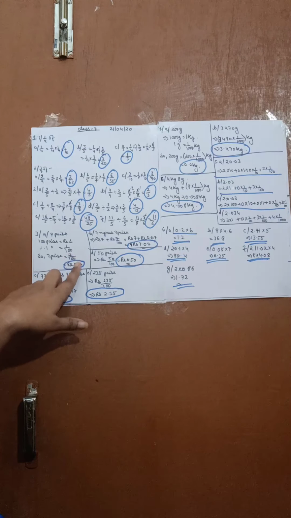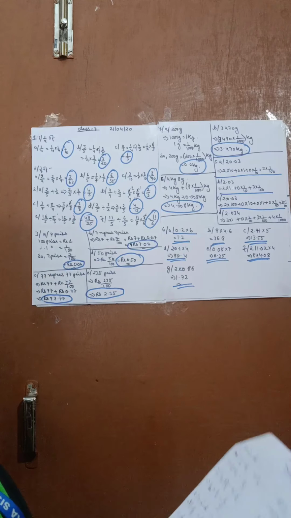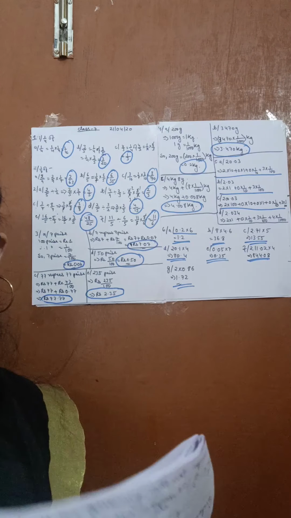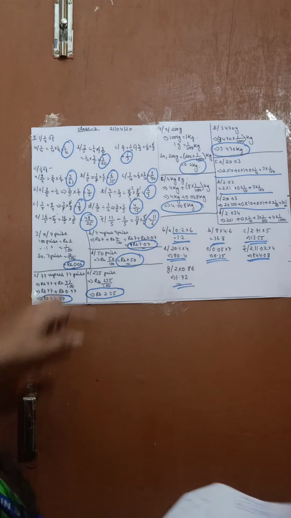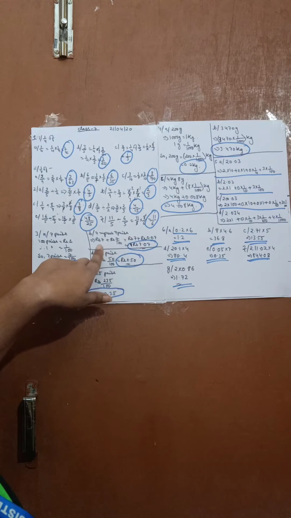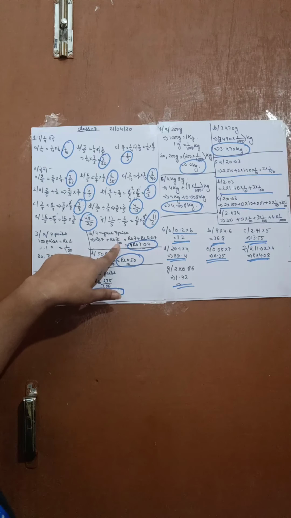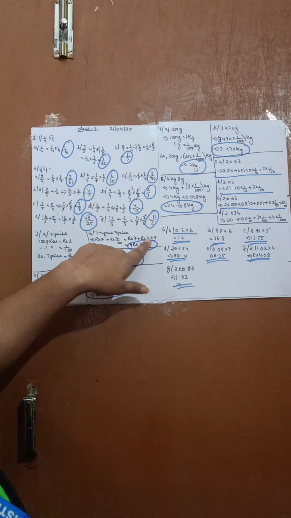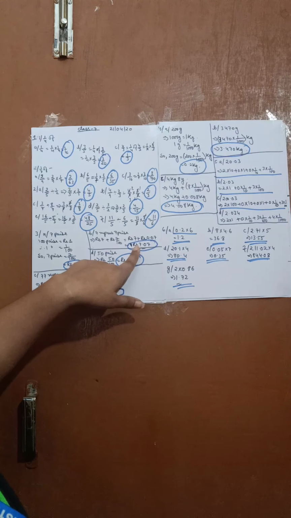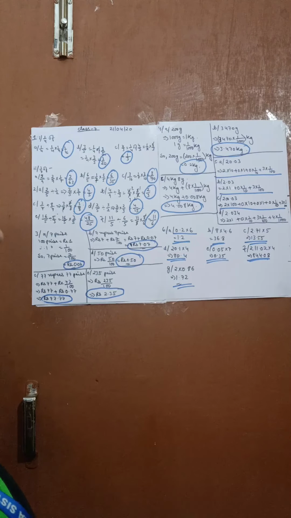So 7 by 100, that is rupees 0.07, is the answer of number A. Number B is 7 rupees 7 paise. So 7 rupees we will keep as it is, plus 7 paise we will convert into rupees, that is 7 divided by 100, is equals to 7 plus 0.07, is equals to rupees 7.07. That is the answer of question number B.